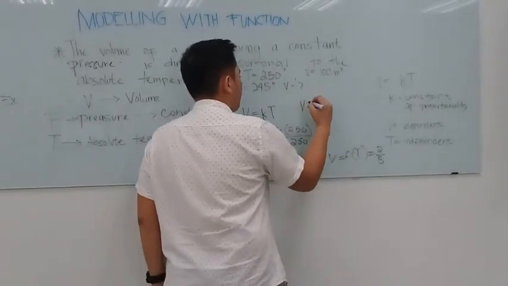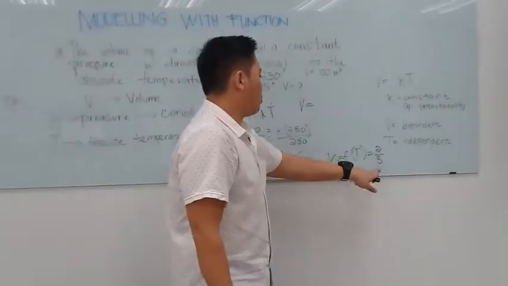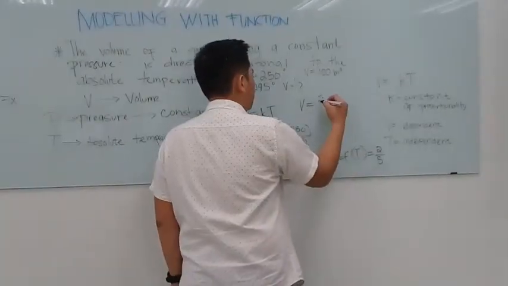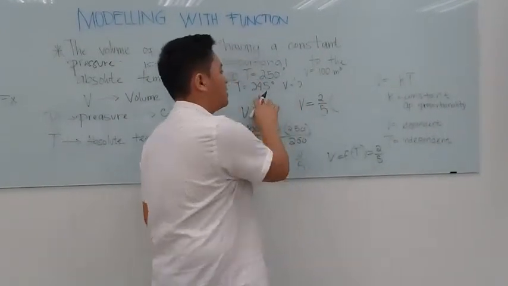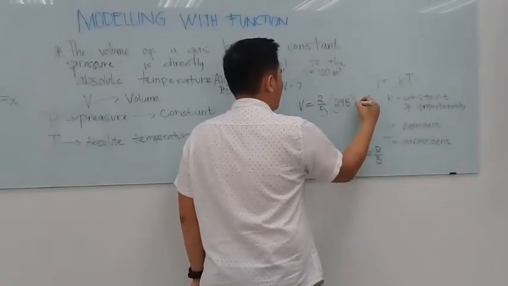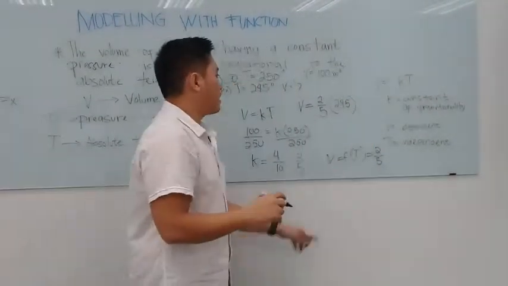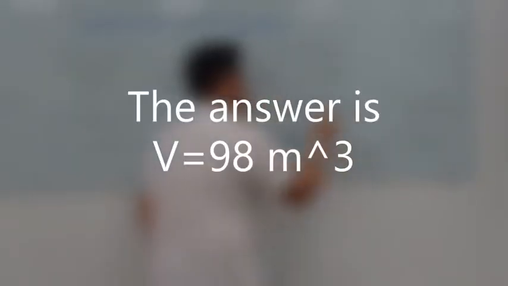So V is equal to K times T. We have the value of K now, which is 2 over 5. Then just multiply it by the given value, which is 245. So we come up with the answer.